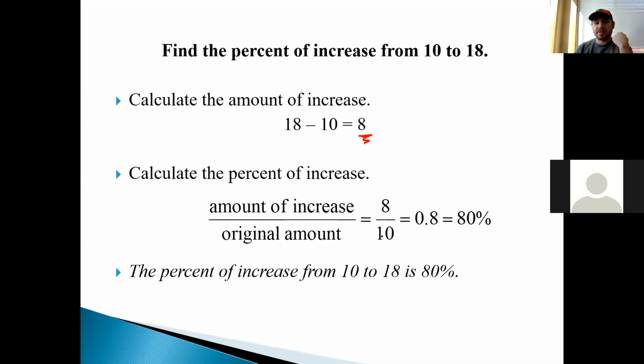We divide that by the original amount, which is 10. That gives us 0.8. And then we turn that into a percentage, which is 80%. So the percent of increase from 10 to 18 is 80%. Any questions about that? Guess not. I'll give you some time to make sure you can get it written down in your notebooks.